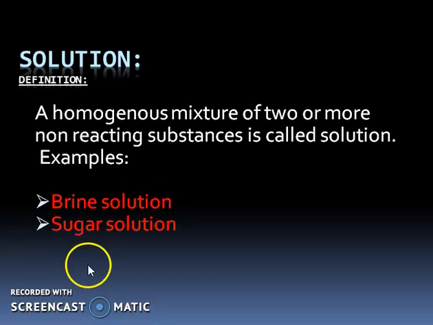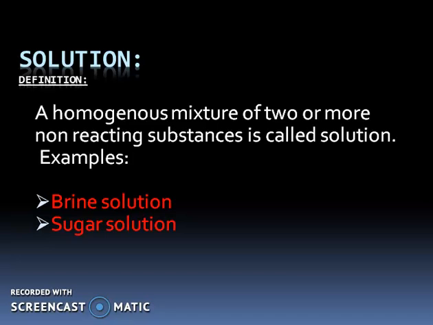For example, brine solution and sugar solution. A brine solution contains sodium chloride and water. Here, sodium chloride is a solute and water is a solvent. And in the other, the sugar solution, the sugar, which is usually sucrose, is the solute and water is the solvent. So when we dissolve sugar in water, we call it a sugar solution.